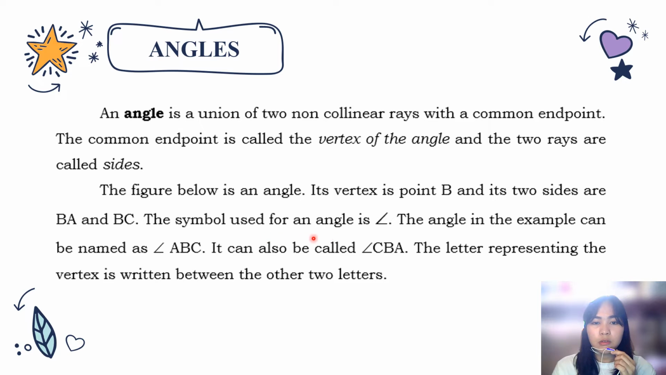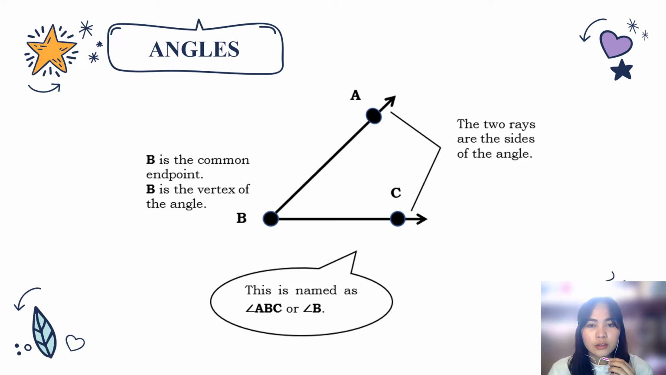The symbol used for an angle is this one. One atong symbol sa angle. The angle, for example, can be named as angle ABC, or it can also be called angle CBA. The letter representing the vertex is written between the two letters. So for example, this is an example of an angle.